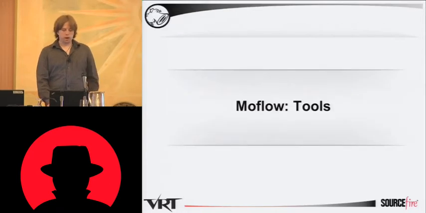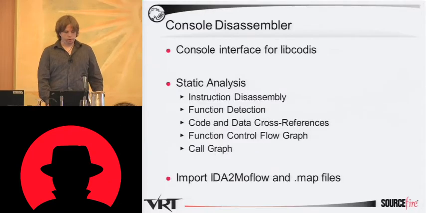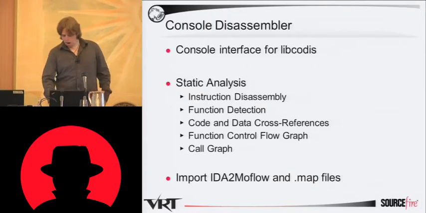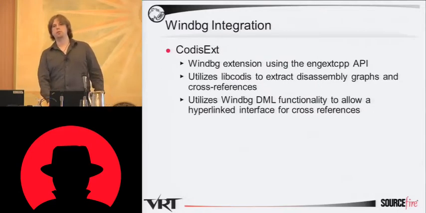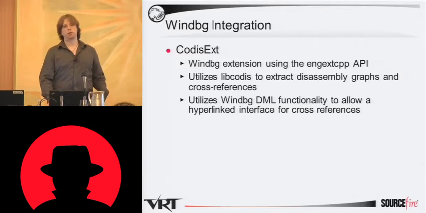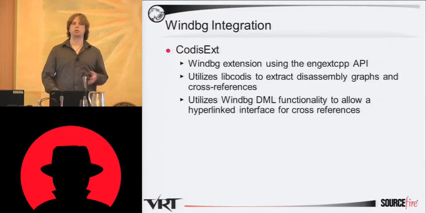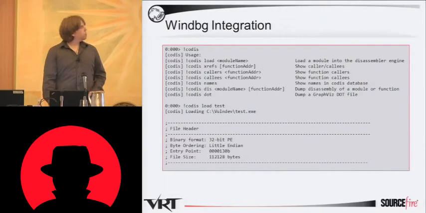And then I mentioned that we do have some plugins to other tools. We've got a console disassembler and library that allows you to utilize all of the graph analysis that we have. And a WinDbg plugin also utilizes DML. I don't know if you guys are aware of DML, but it's the debugger markup language. It's basically hypertext that's within the debugger output window. And when you click on it, it can execute other debugger commands. And it looks something like this.